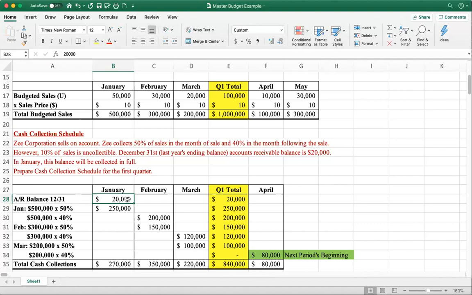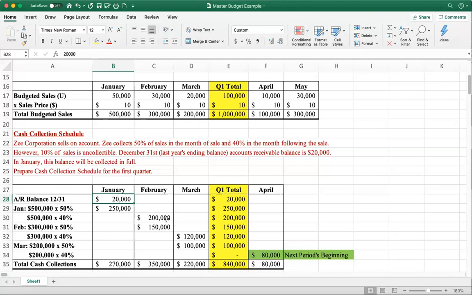What else are you going to collect in January? If you go to the sales budget, it says $500,000. You're budgeting that you're going to make $500,000 sales in January. And your collection pattern is that you collect 50% of the sales in the month, right? So 50% of 500,000 will be collected in the month of sales, which is January. And then 40% in the following month, 500,000 times 40%, will be collected in February.